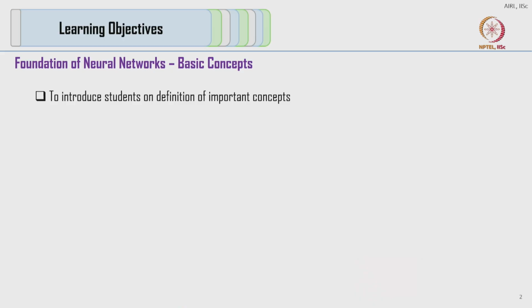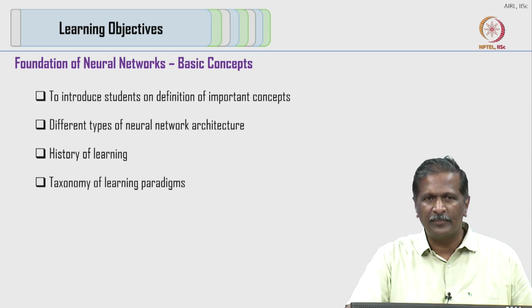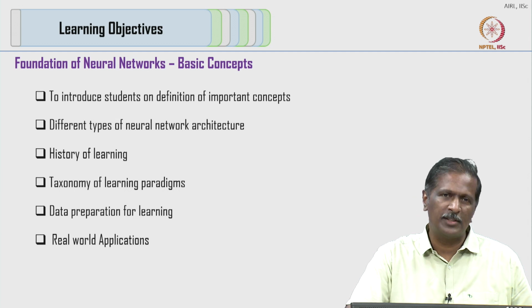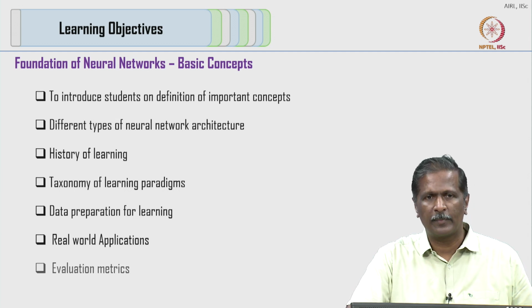Let's try to look at the learning objective for this particular lecture. We talk about foundations, right? We introduce students to definitions of important concepts. In continuation with the previous lectures, some terminology we introduced, we recap again. Different types of neural network architecture, history of learning, taxonomy of learning paradigms, right? We look at data preparation for learning and real world applications. Those are the focus of this particular lecture, okay?